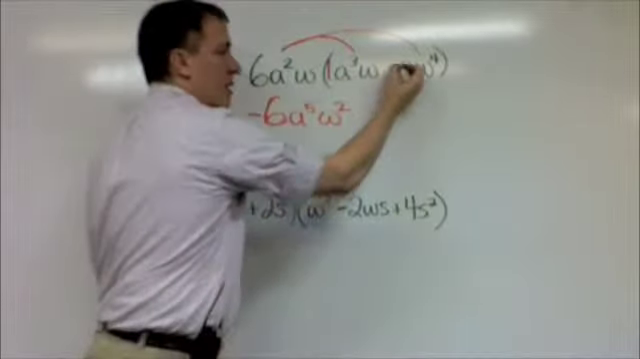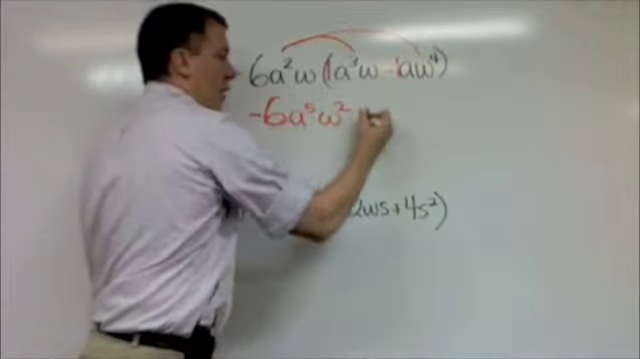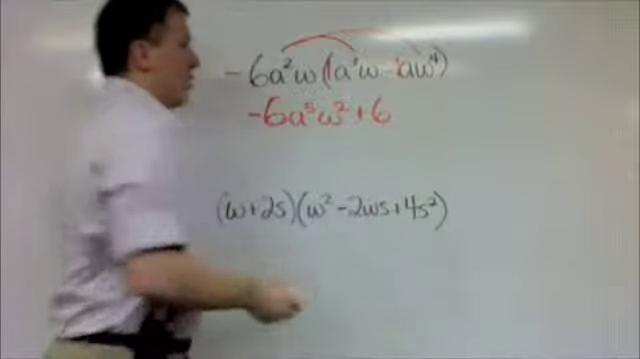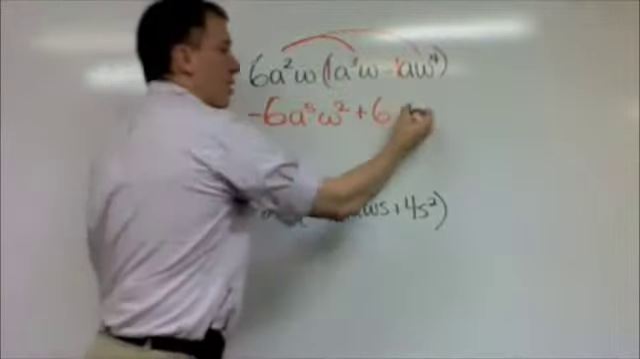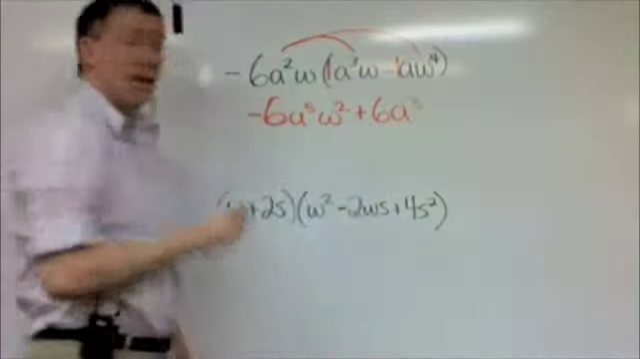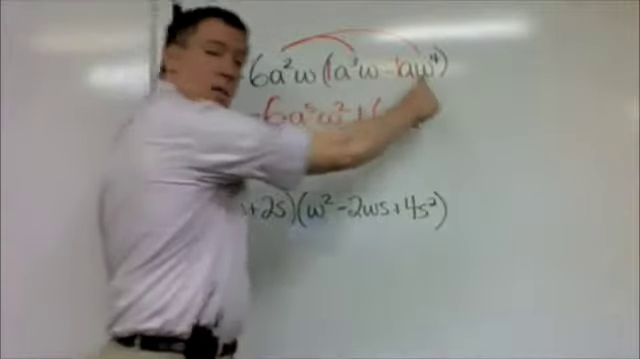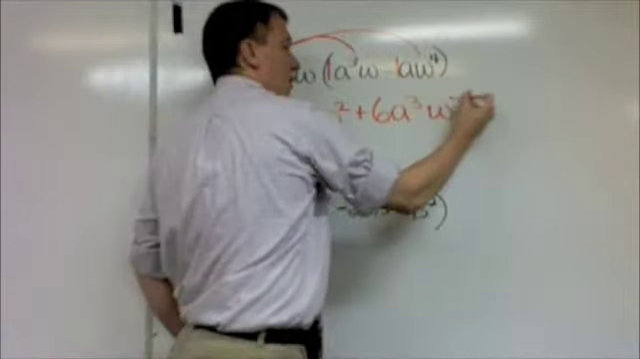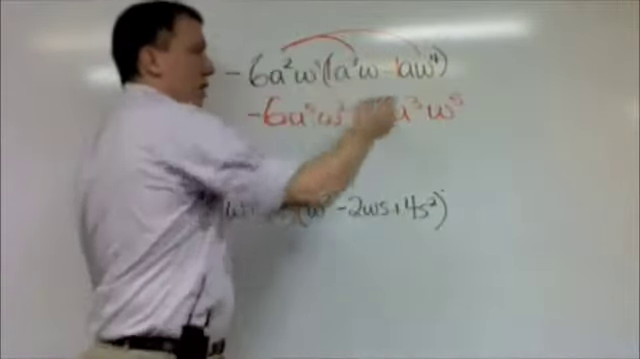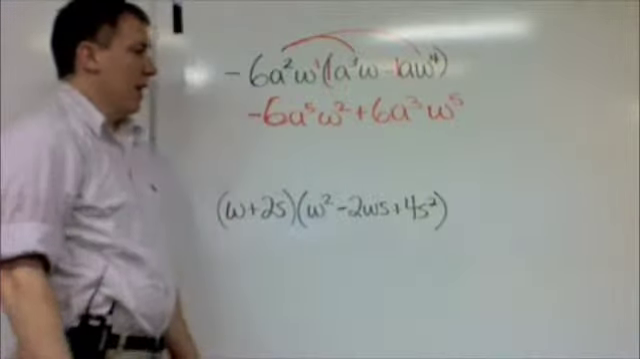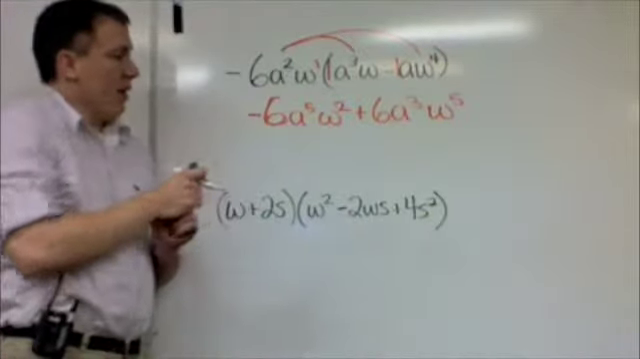-6 times, and this is -1, would be a +6. A squared times A is A cubed, adding exponents, and W times W to the 4th is W to the 5th, adding exponents, because 1 plus 4 is 5. And here I am at the end.